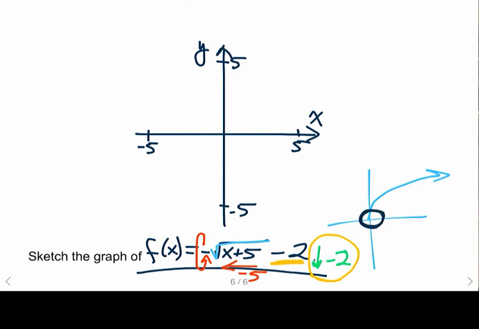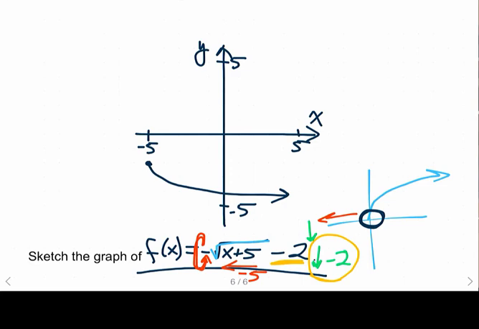And so that point is going to move to the left by 5 units and then down by 2 units to be at the point (-5, -2). And then we have this reflection that we talked about. And so the graph is going to be an upside down version of the square root function. And that's about as bad as it can get with these two ideas.